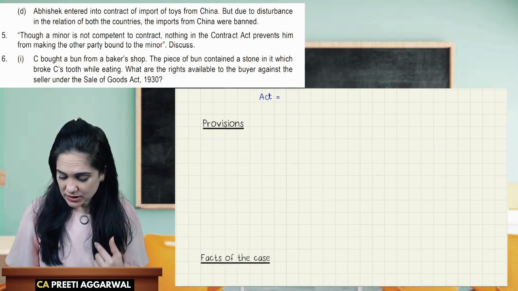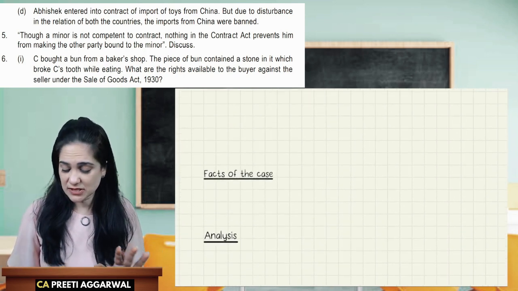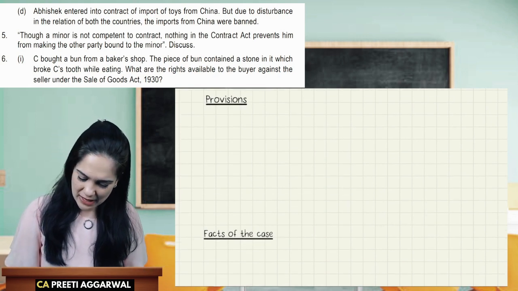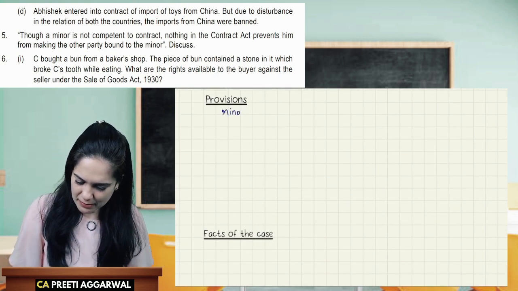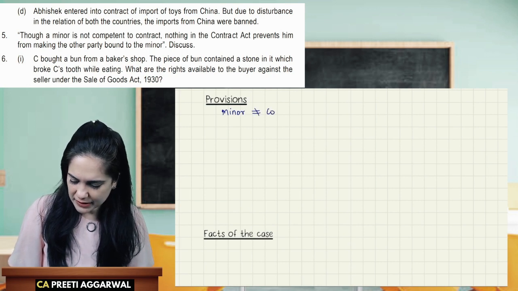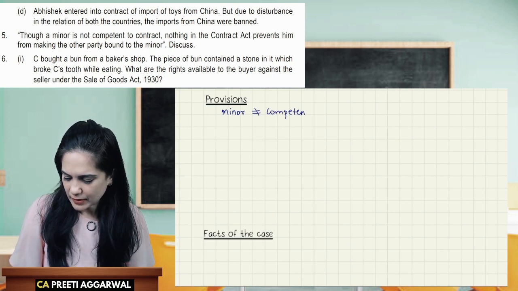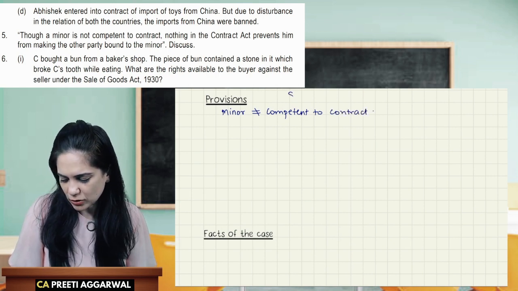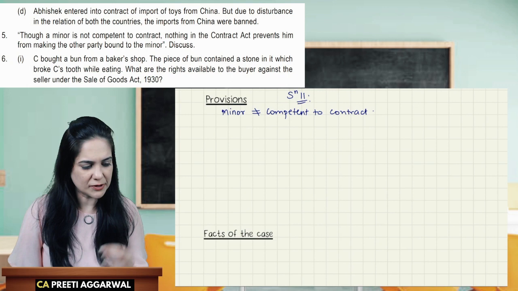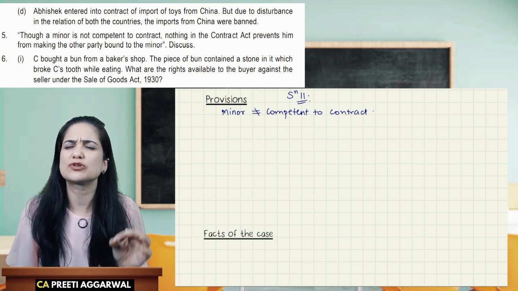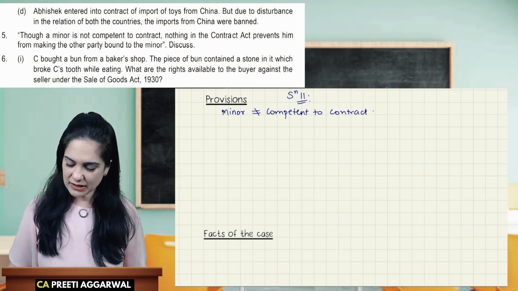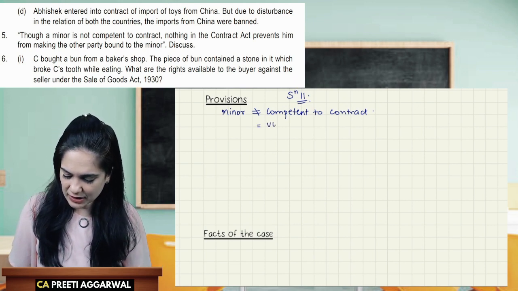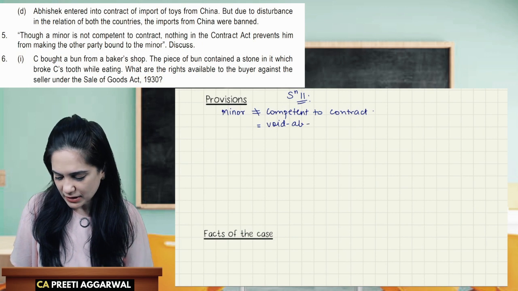So what are the pointers? Here you will not write facts of the case analysis. Here you only need to write the theory. So what is the theory that you will write? Yes, you will write that minor is not competent to contract. You can also write section 11, although they have not mentioned that in the model answer, but you can write section 11 because it discusses the competency. So minor is incompetent to contract. Yes, any agreement with minor is void ab initio.